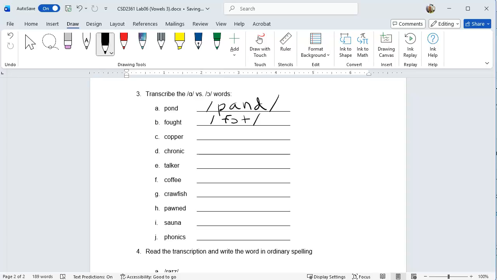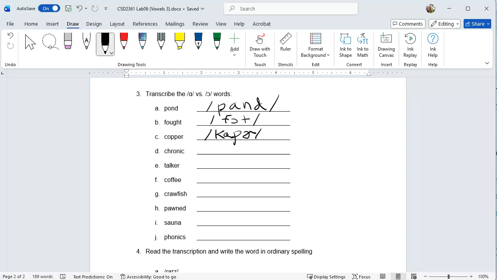Third word is copper. That's got the ah vowel in it. Stress on the first syllable. It's not copper or something like that. So unstressed second syllable, that ER ending, almost always the unstressed version of the vowel.